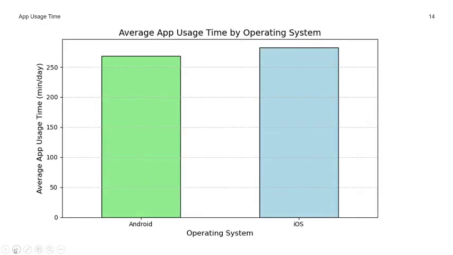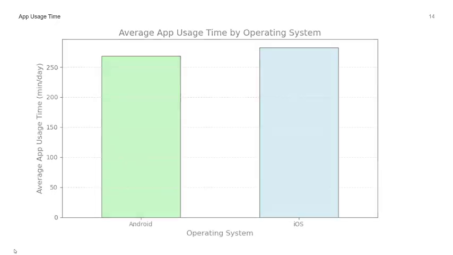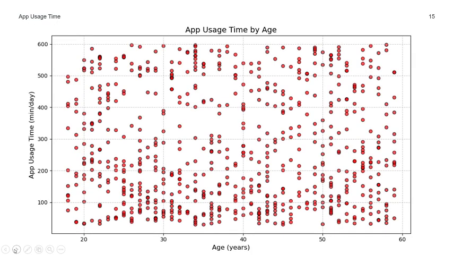And then the second one is where I calculated the average app usage time by operating system. Green one is representing Android and blue one is representing iOS. Next one is scatter diagram, where each grain is representing an individual in my dataset and their screen time is shown in this way through the scatter diagram.